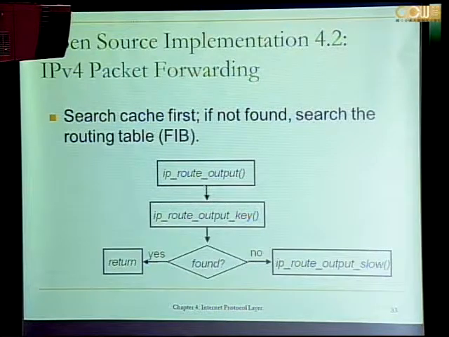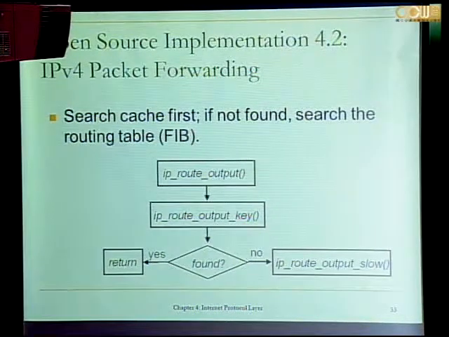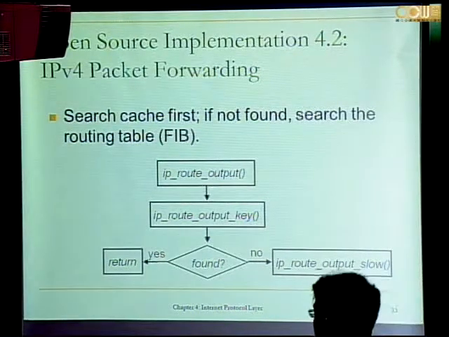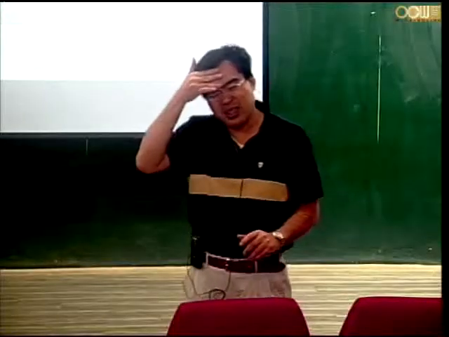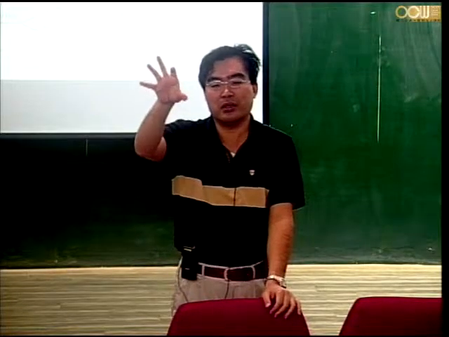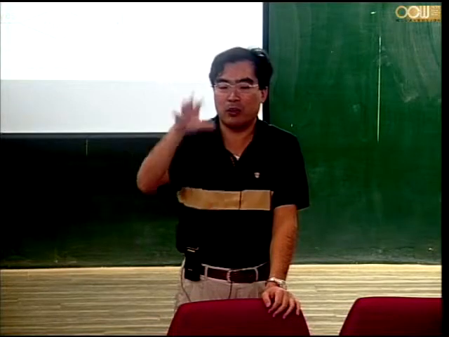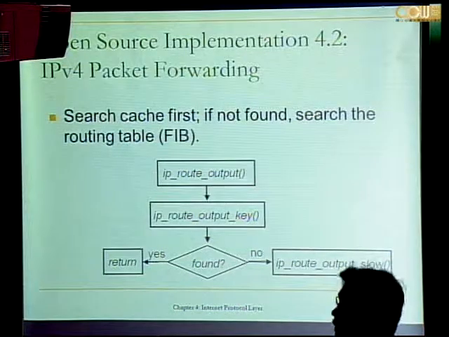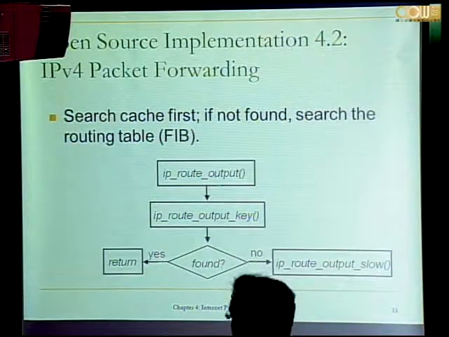Okay, here it's an open source implementation for packet forwarding, essentially to look up the routing table. Within the Linux kernel, the routing table is organized into two tables. One is called the routing cache, and one is called the routing table, which is also called the FIB, forwarding information base. The idea is that you search the cache first. If not found, then you search the FIB.